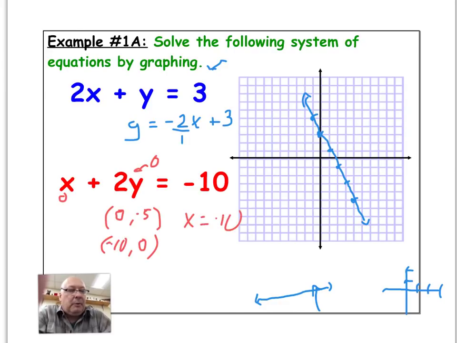Now that might be a little bit more complicated to graph, especially if you have to go 10 to the left, but let's see if I have enough room. 1, 2, 3, 4, 5, 6, 7, 8, 9, 10. It's way on the edge here.